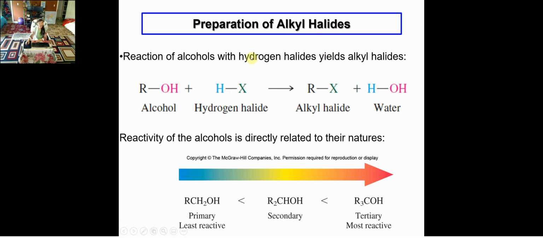The general chemical reaction can be written down this way. You have your alcohol, you have your hydrogen halides. What you are going to do, you simply replace your OH by the halides. Using your halogens to replace OH, you produce alkyl halides and produce water.